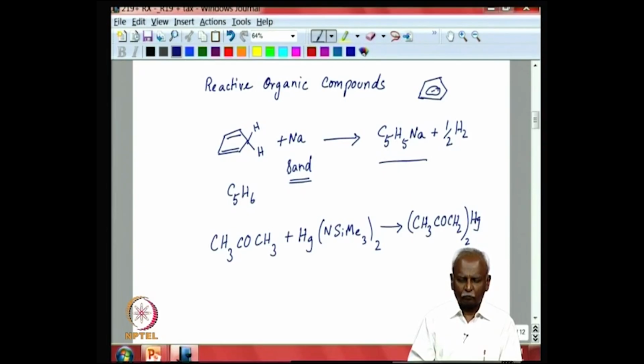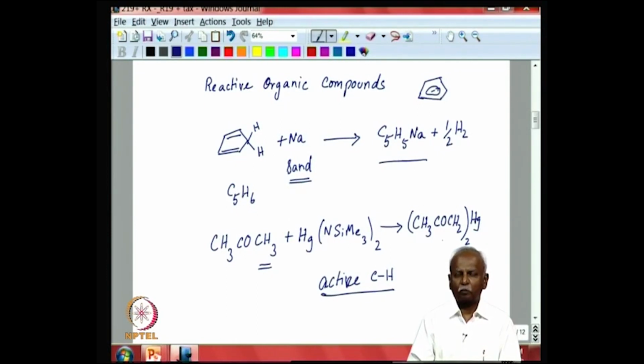Yet another method of making an organometallic compound starts with a reactive organic compound where there is an active CH. In both of these cases, the presence of an active CH is what is important. Here we have a CH group next to a ketone, and that is enolizable. So, acetone has an active CH bond next to the CO group, and that is activated.